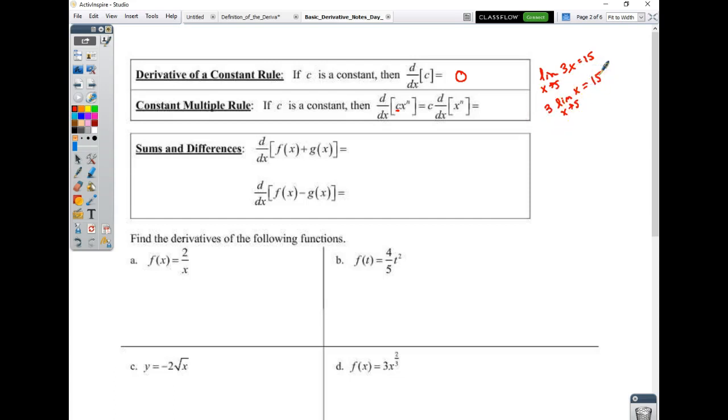Well, guess what? If that's true for limits, and a derivative is a limit, then shouldn't it have the same rules? C times n x to the n minus 1.